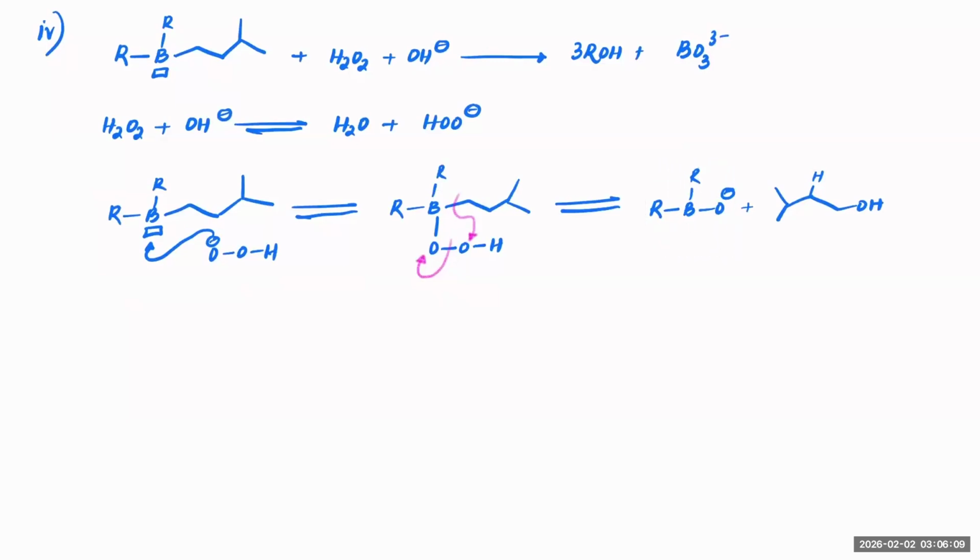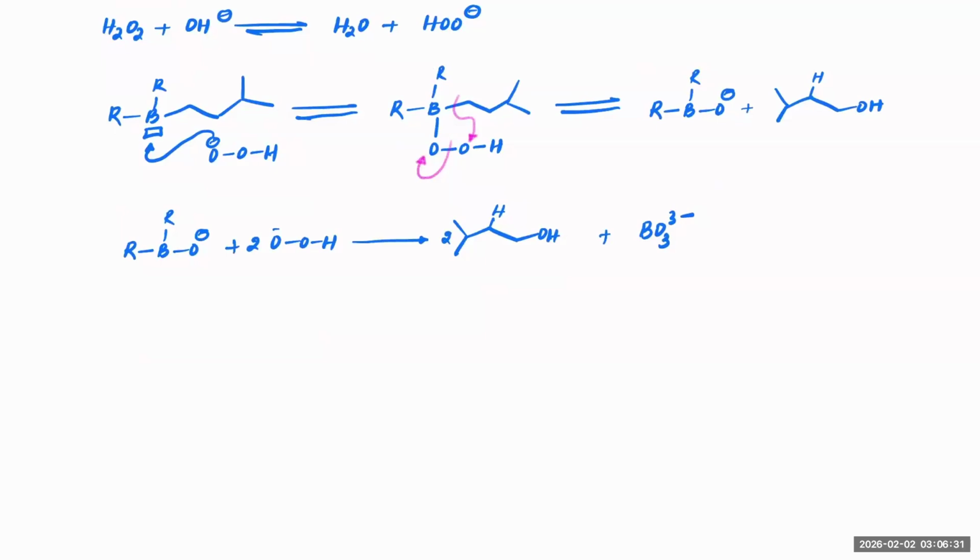So this part again reacts with 2 more moles of O minus OH. It will give us 2 more moles of this product, H and OH, and eventually boron will become BO3 3 minus. So totally we have 3 moles of primary alcohols. Now if you notice the final product here, H is here and OH is here. So see the addition kind: it is following the anti-Markovnikov addition rule.